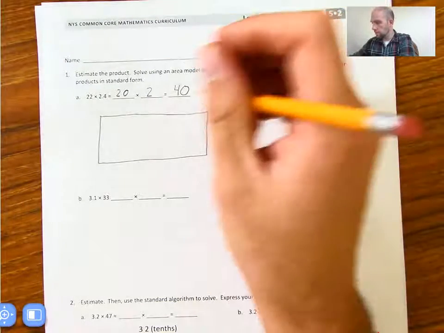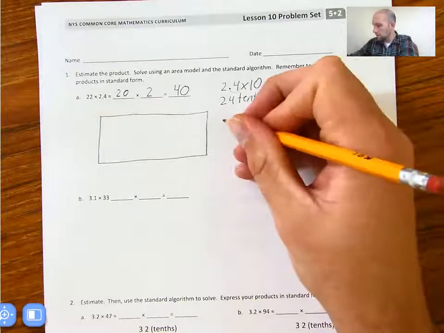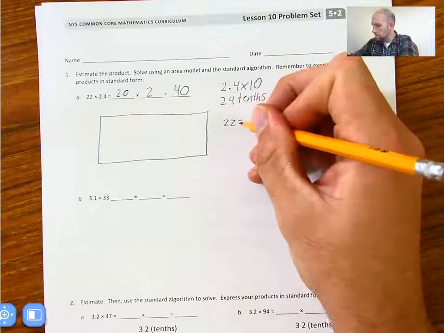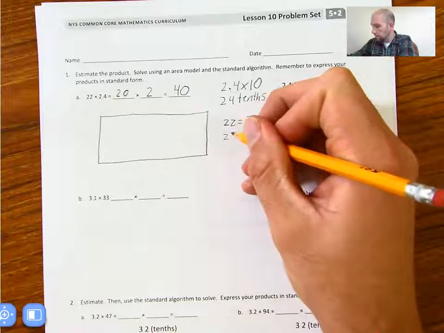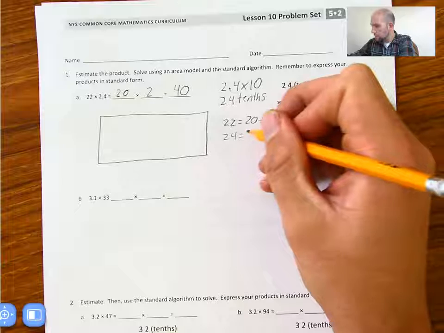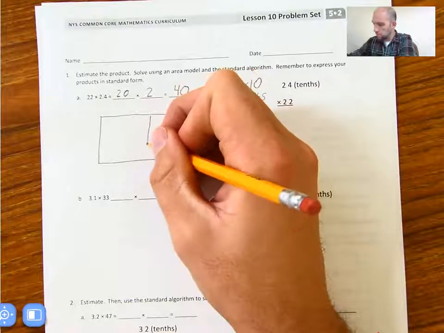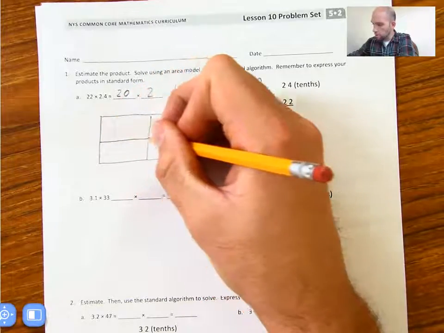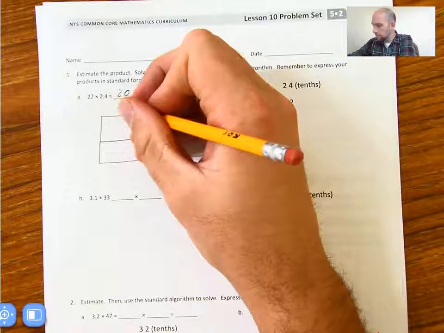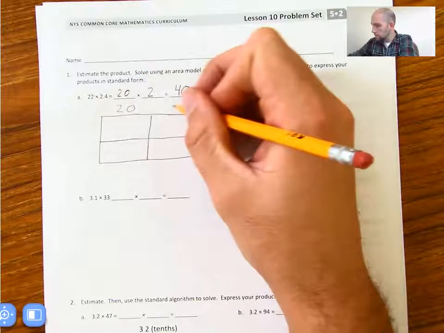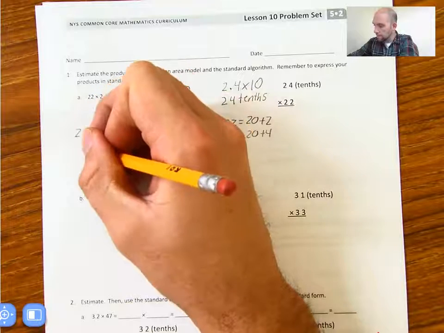So when we write that in expanded form, 22 is 20 plus 2, and 24 is 20 plus 4. We'll split our area model into 4 quadrants, and we have 20 and 2, and on this side we have 20 and 4.